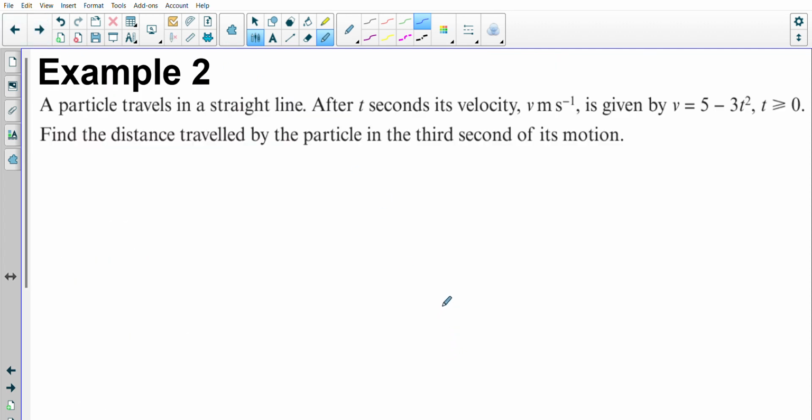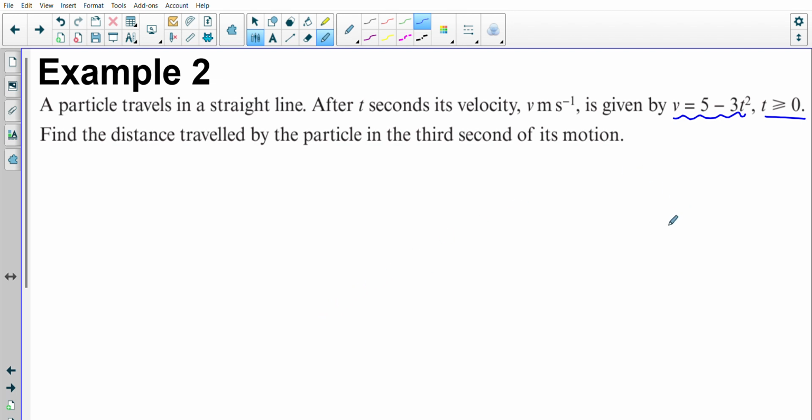Next example, a particle travels in a straight line. After t seconds, its velocity, v meters per second, is given by this. There's our restriction. Find the distance travelled by the particle in the 3rd second of its motion.